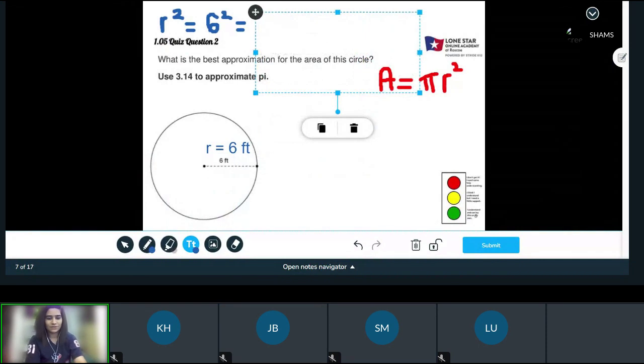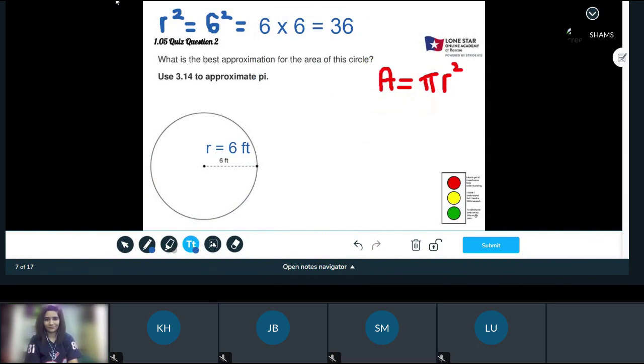Radius squared is 6 times 6, 36. It's radius squared. Very good, Isaiah. Very good, Jennifer. And please let us know if there are any questions. I'm going to pause here. I know some of us are having a little hard time understanding how to find area of a circle. Are there questions so far?